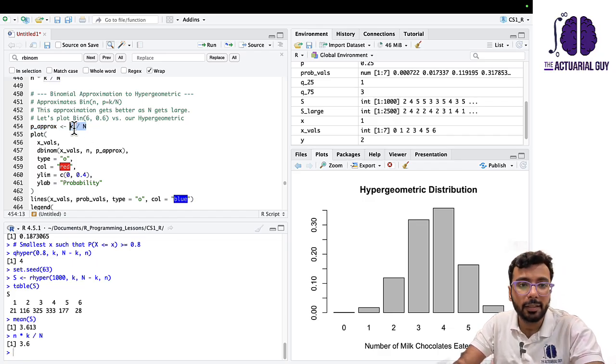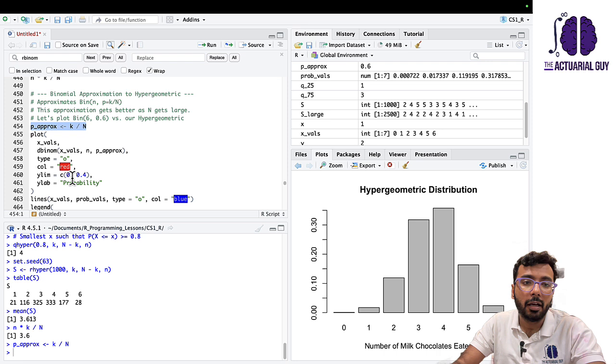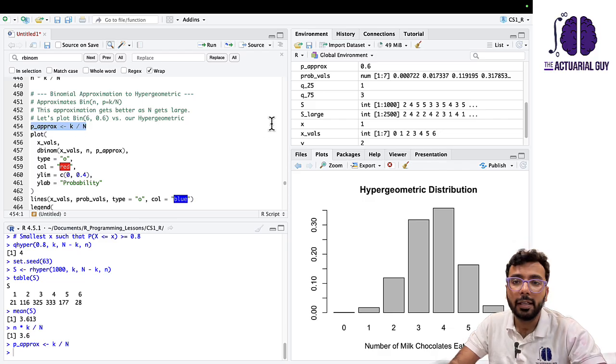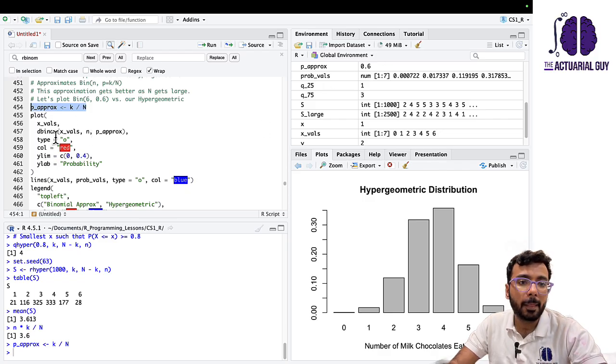So here you're approximating your p, which is the binomial theoretical probability. What is the probability of success in any given trial? It will just be the number of successes that you have in your population divided by the total population size. Here in this case, out of 20, there are 12 favorable outcomes. That is your milk chocolates, and that would just make it 0.6. Now I'll use d binom to get the same probabilities for x vals using a binomial distribution. So let's look at that first.